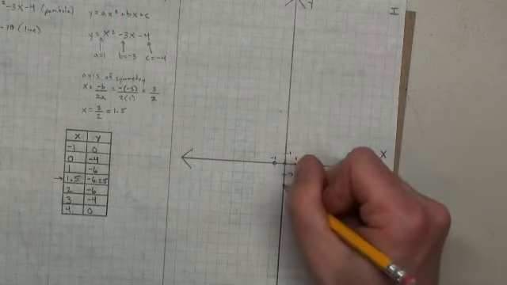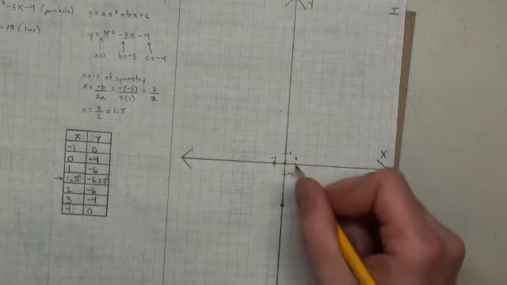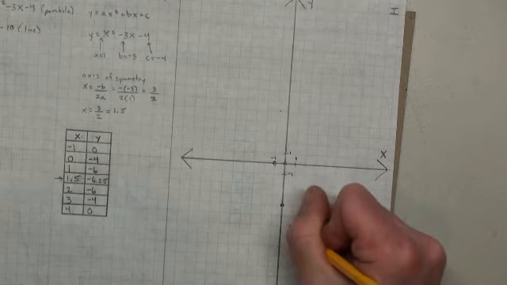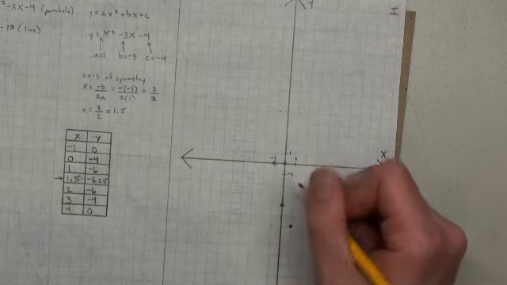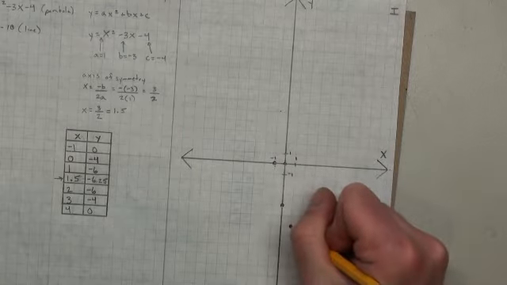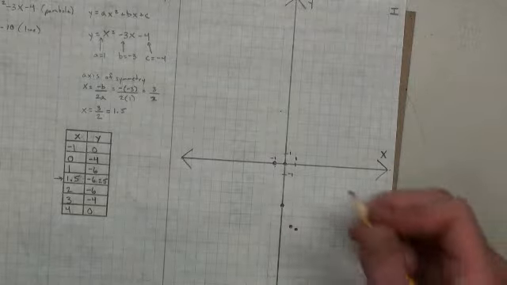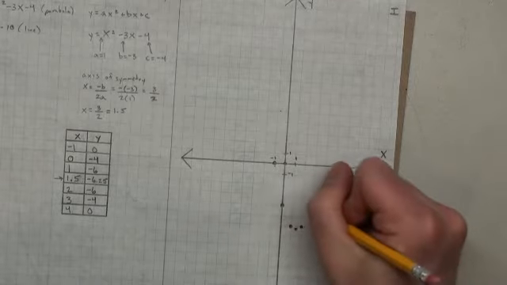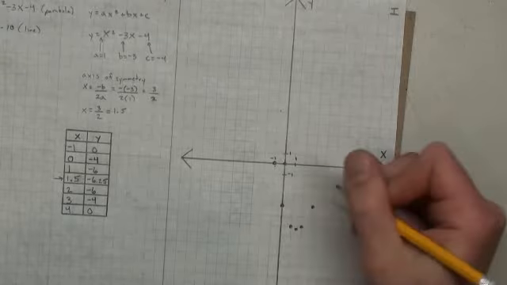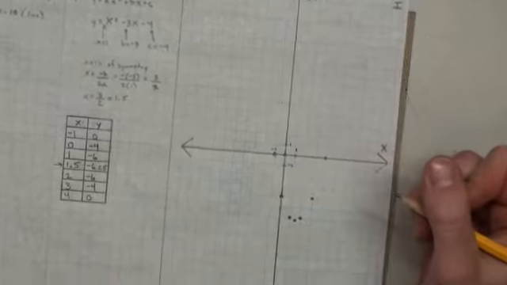0, -4. 1, -6. 1 and a half, -6.25. So that's 6 1/4. A little bit below the line, just like that. 2, -6, 3, -4, and 4, 0. Okay.